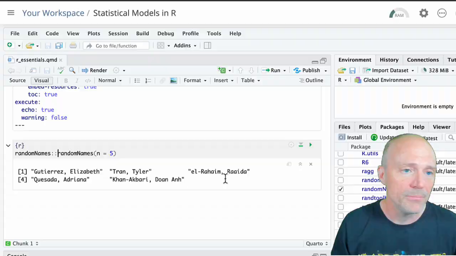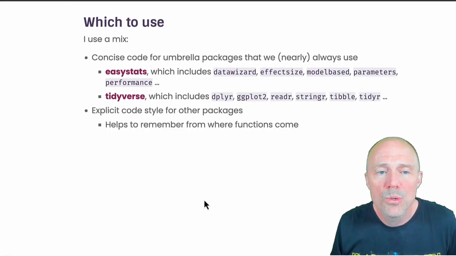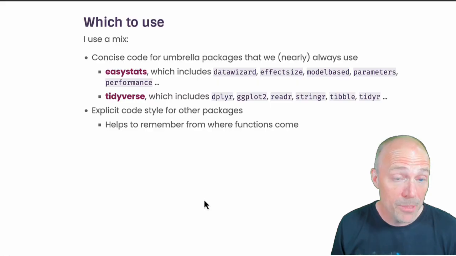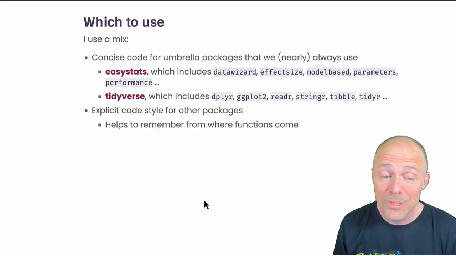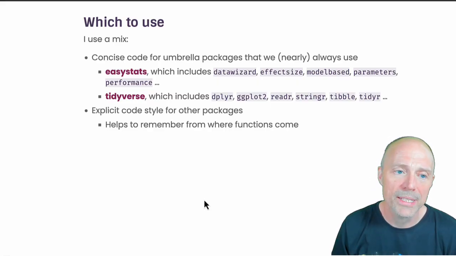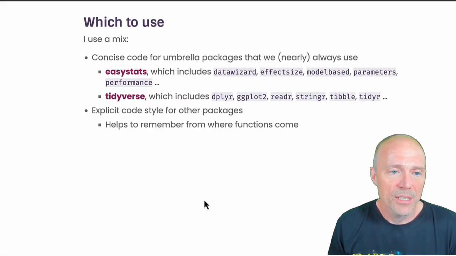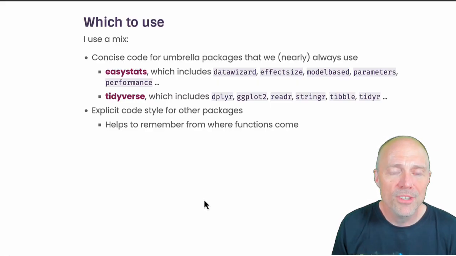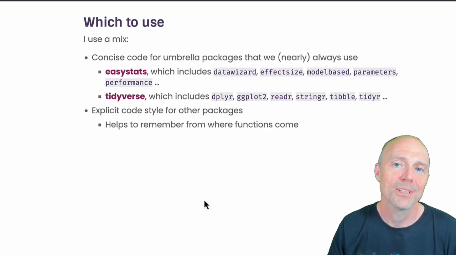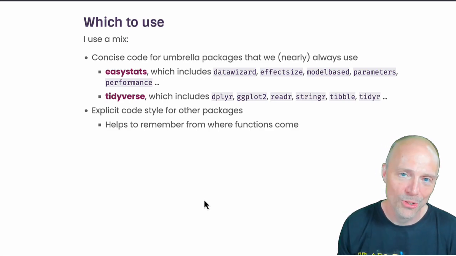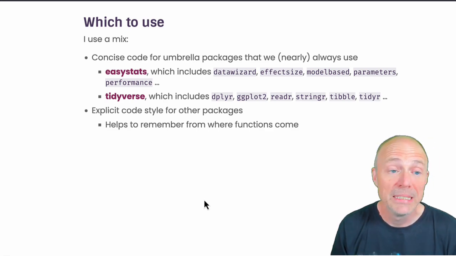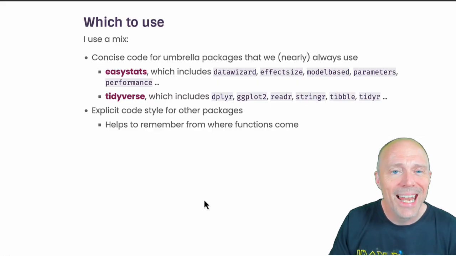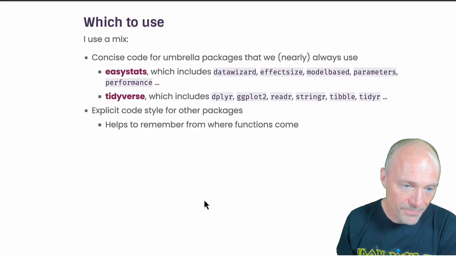Now, in terms of what you should do, should you use concise style or explicit style? Well, I actually use a mix in my textbook. I sort of recommend using a mix, but it's a completely personal choice. So I tend to use concise code especially for two umbrella packages that are used a lot throughout my book and throughout the tutorials on YouTube. And that's the Easy Stats package and the Tidyverse package. And these are actually collections of other packages.